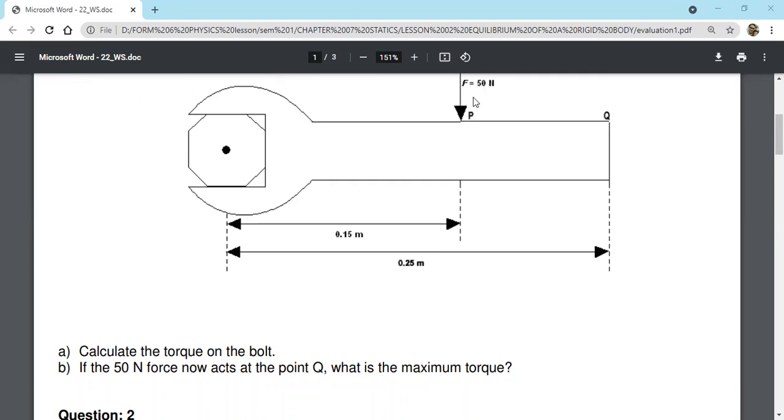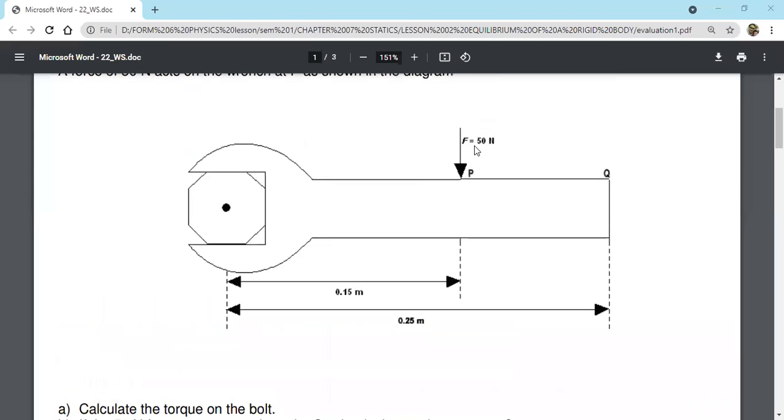So first, what is the angle? The angle is a straight line, right? So this means that F and the distance are already at 90 degrees, perpendicular to each other. So we use the basic formula: torque equals r F sin theta.